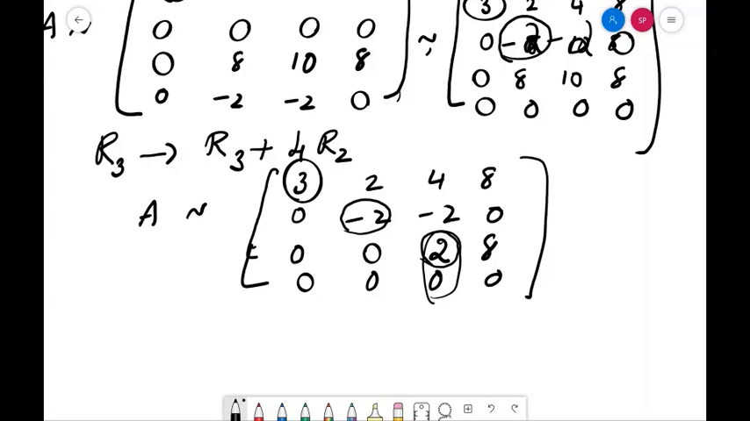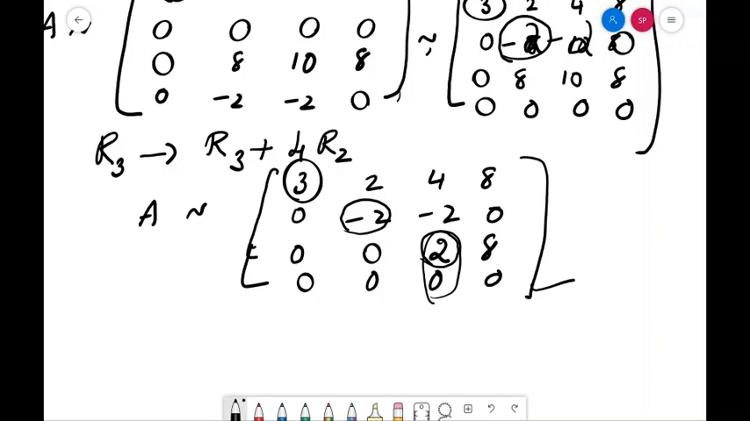So let me check all the points which have to be satisfied for the matrix A to be in echelon form. The first one: any 0 row, if it is there, must appear after all the non-zero rows. So in the last, R4 is a 0 row. The next one is that all the pivot positions should be to the right side of the column containing the previous pivot position. So 3 and minus 2 is towards the right side of 3, and 2 is towards the right side of minus 2 and 3. That's all. These are the 3 pivot positions.